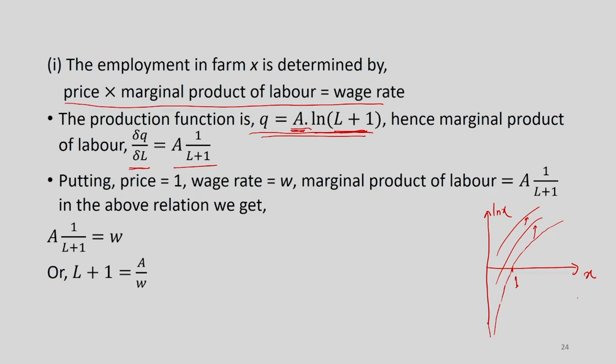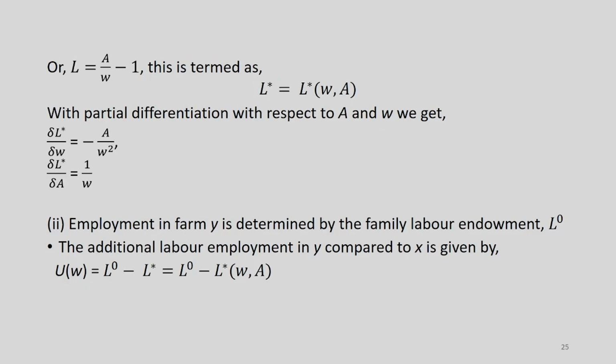And then we apply this rule, price multiplied by marginal product of labor is equal to the wage rate. So, there I put price equal to 1, wage rate equal to W, and marginal product of labor equal to A divided by L plus 1, and we get simply this, all right, very simple looking function. Then we actually try to find out what is L. So, in the next step we get this.